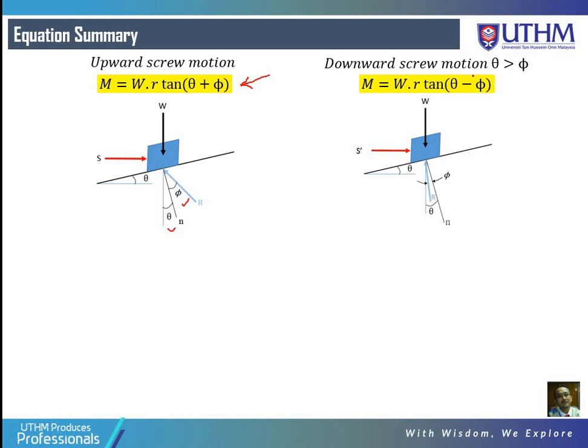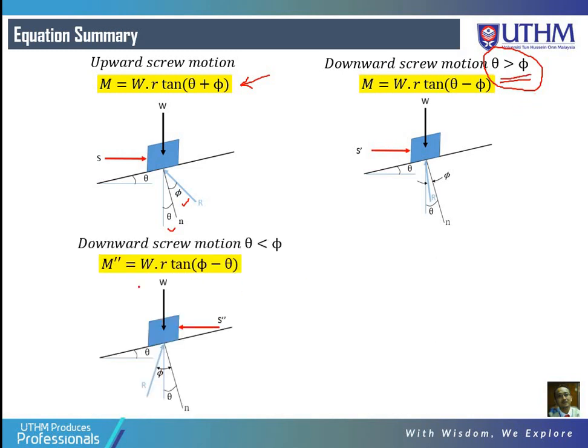Whenever you are doing downward screw motion, theta is larger compared to phi. It means that any external force applied to the right-hand side is still not enough to bring the block upward. The block still wants to move downward, meaning the resultant force acting is offset to the left, and it obeys this equation. Another case is where we purposely want to lower the screw, where theta is smaller compared to phi, and it should obey this equation.